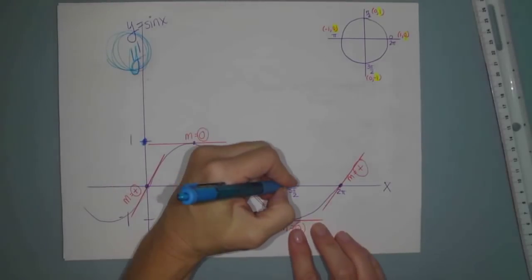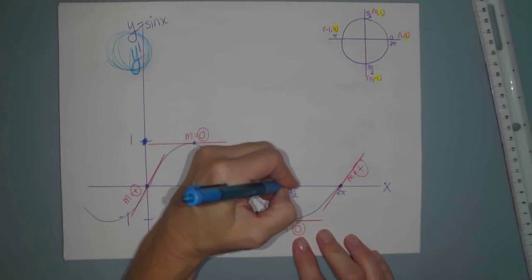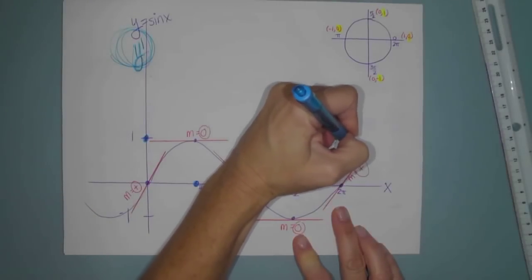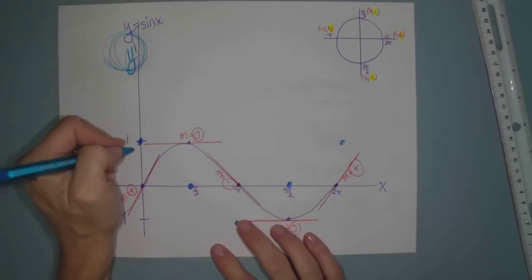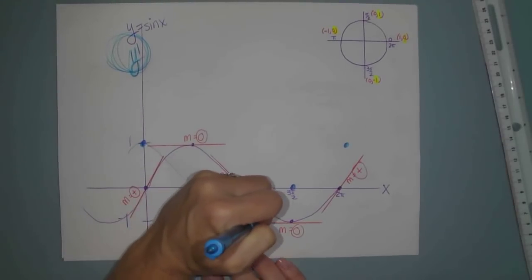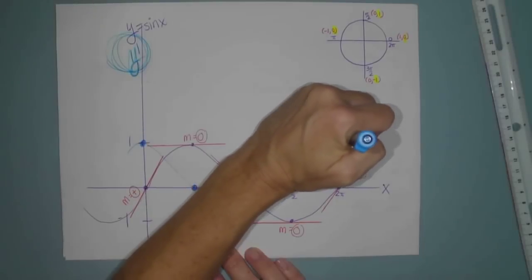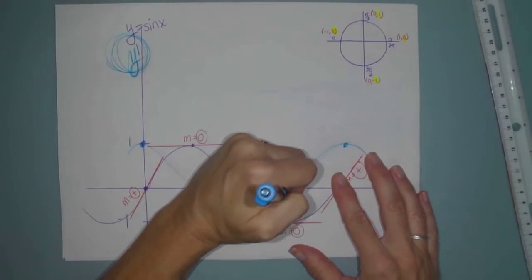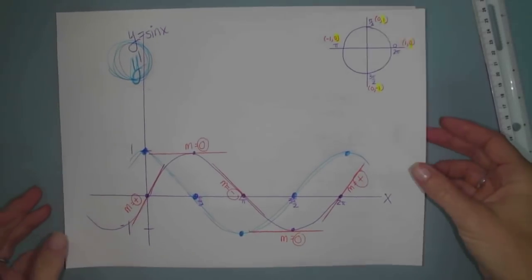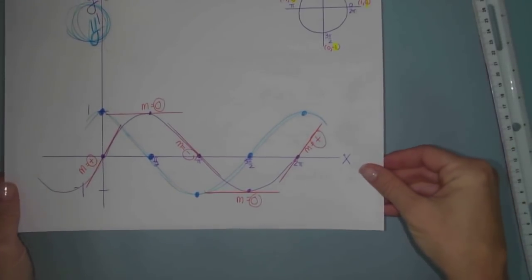At 3 pi over 2, back to a slope of 0. And at 2 pi, back to positive. So when I connect these dots, this should look like the graph of the derivative of y equals sine x. Now take a look at that. What does that look like? What does that blue graph look like?